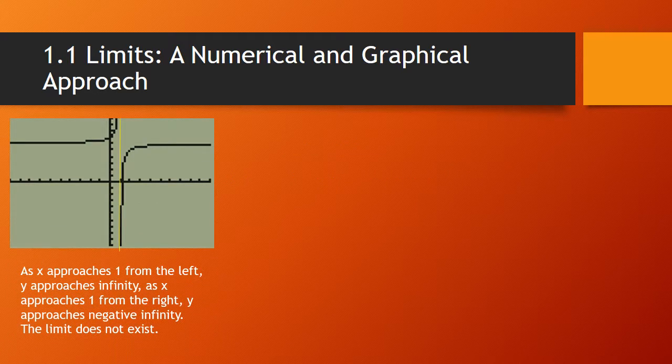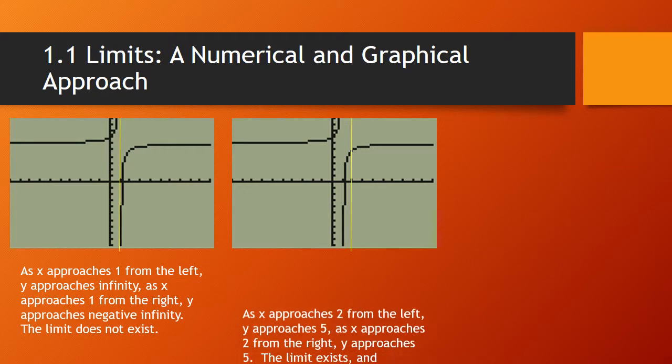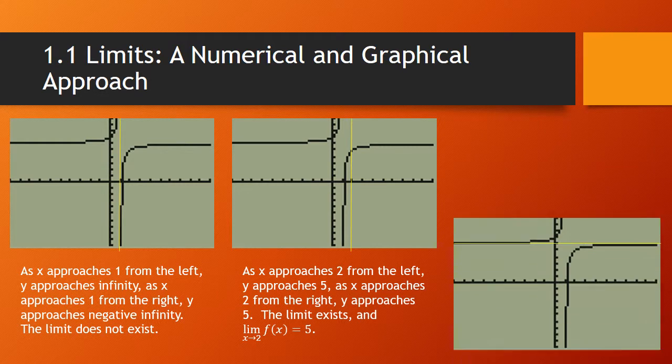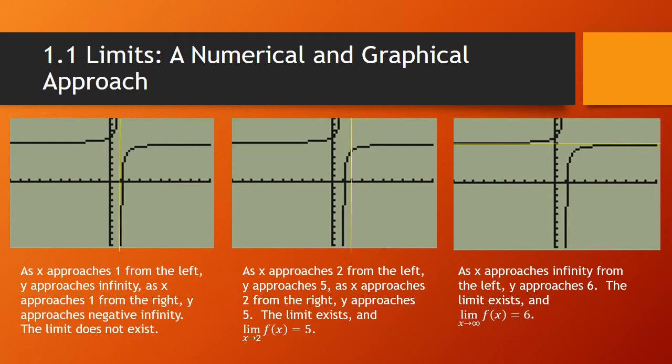Okay, so as x approaches 1 from the left and the right, we see the y values separating greatly. From the left, it goes to infinity. From the right, -infinity. So this limit does not exist. As x approaches 2 from the left, y approaches 5. And as x approaches 2 from the right, y approaches 5. So the limit does exist, and the limit as x approaches 2 of f of x is 5. And as x approaches infinity from the left, y approaches 6. The limit exists, and the limit as x approaches infinity of f of x equals 6.